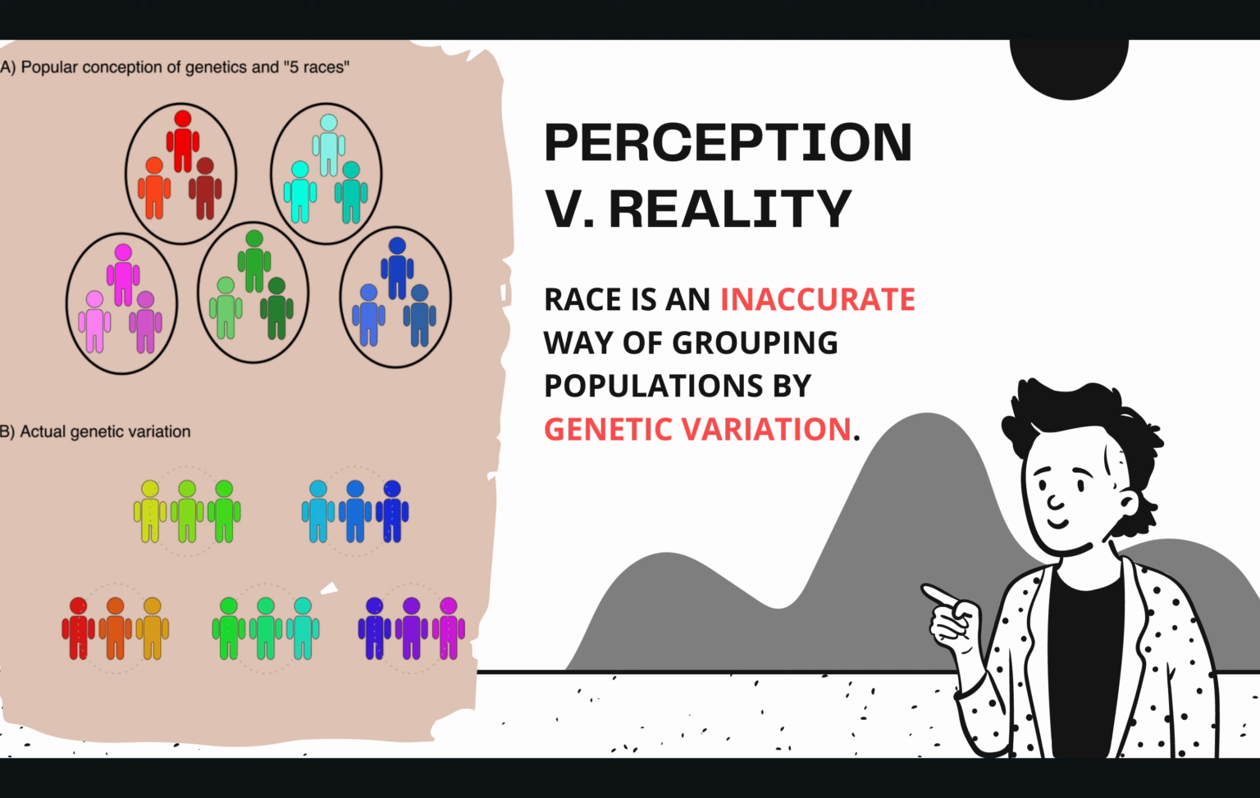Genetic variation can be greater within what society deems as one race than between races. This image shows the 5 races as different colored figures. The lower part of the image shows how genetic variation is actually divided up within those figures. You can see that some groups have more variation between themselves than with other groups.